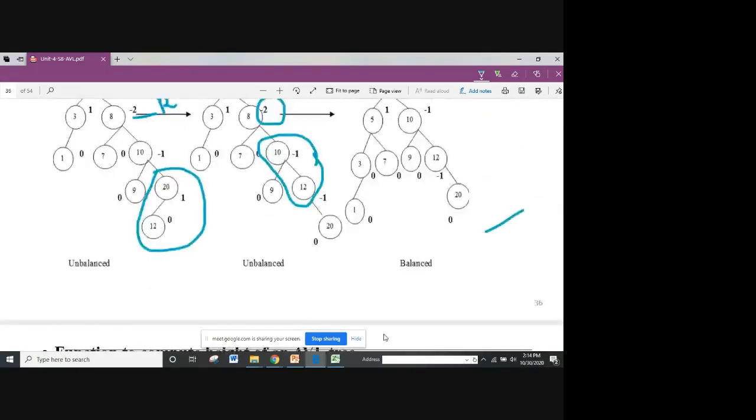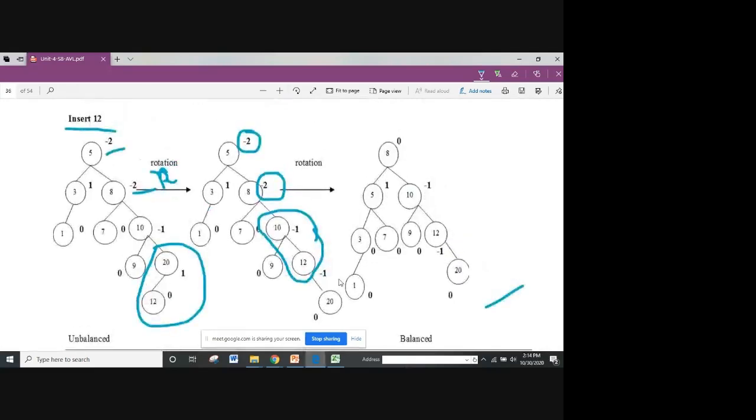Ma'am, there they are not rotating 12 and 10, they're rotating 8 and 5. Oh, 10 and 12 is not rotated. And how is 7 also jumping, ma'am? I can't understand that part. Suddenly 7.